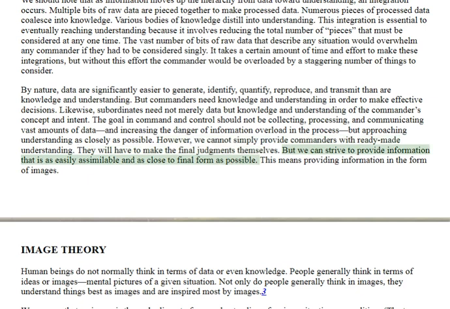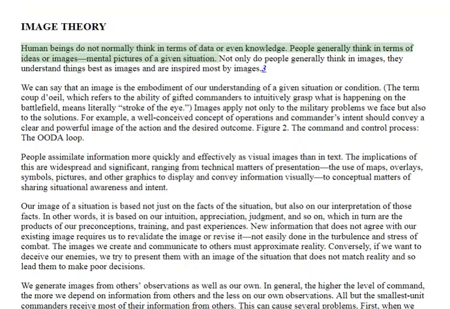But we can strive to provide information that is as easily assimilable and as close to final form as possible. This means providing information in the form of images. Human beings do not normally think in terms of data or even knowledge. People generally think in terms of ideas or images or mental pictures of a given situation. Not only do people generally think in images, they understand things best as images and are inspired most by images.